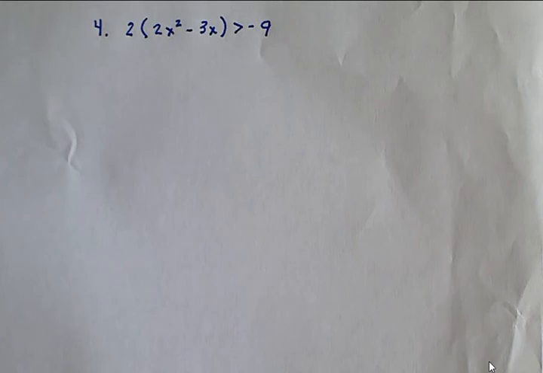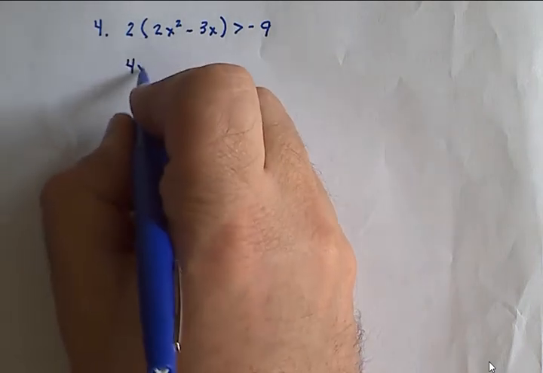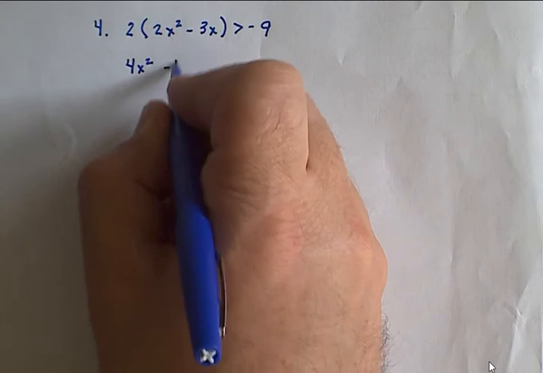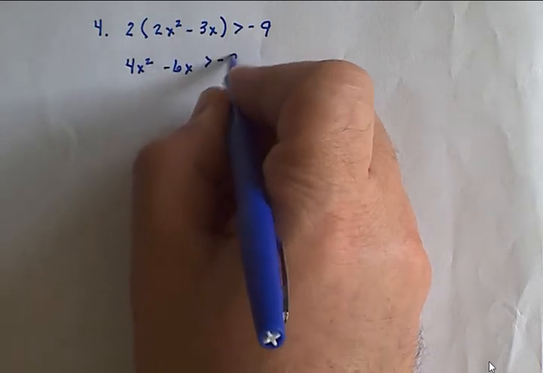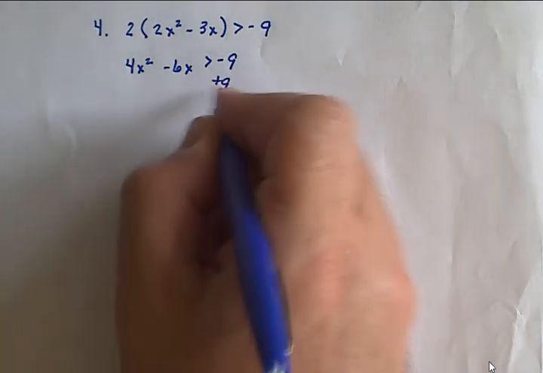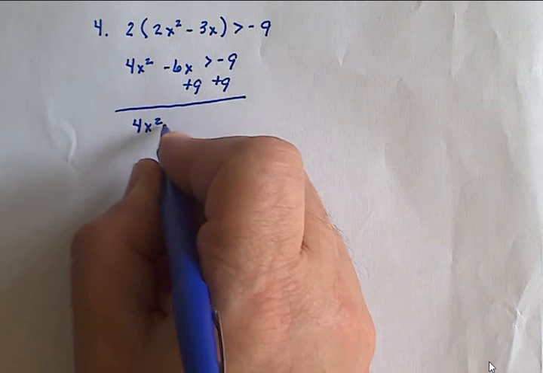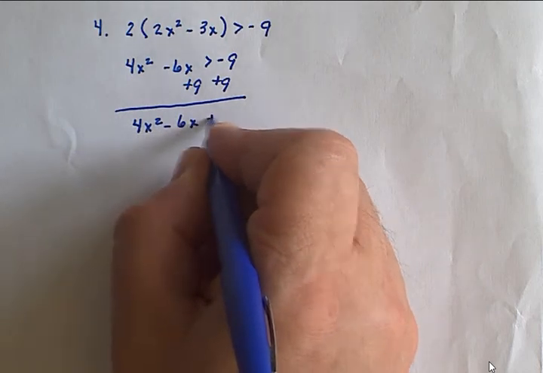Okay, now here's what I need to do with that. The first thing you want to do is create a polynomial where either left side or right side is a 0. So I need to move some terms around to get a 0 over there. I'm going to distribute first. This becomes 4x squared minus 6x is greater than -9. And then I'm going to add the 9 over, so that 4x squared minus 6x plus 9 is greater than 0.